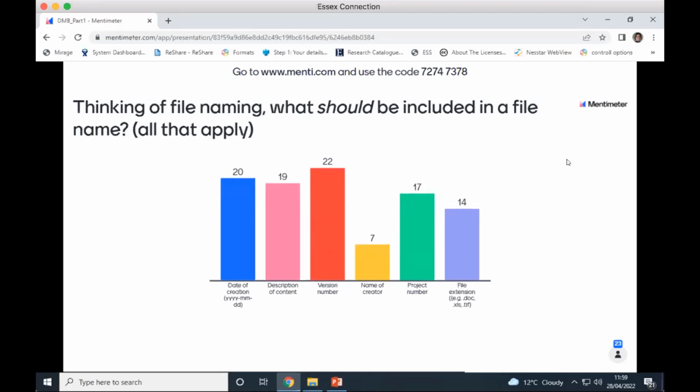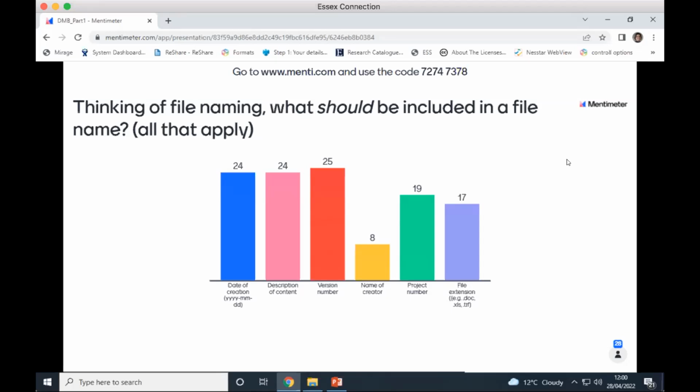Okay, so I see there's a variety of answers here. So again, it depends. There is a bare minimum really that should be included in a file name, and it depends, of course, if that is relevant. But ideally, date of creation, description of content, version number, and file extension. So those are the must, if you will.